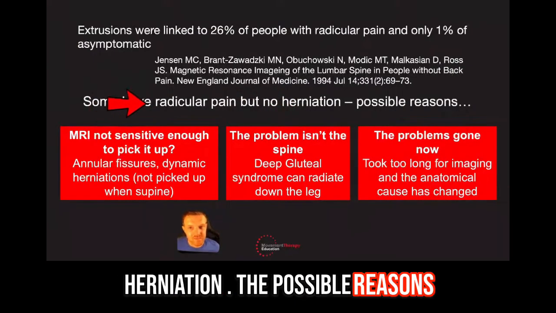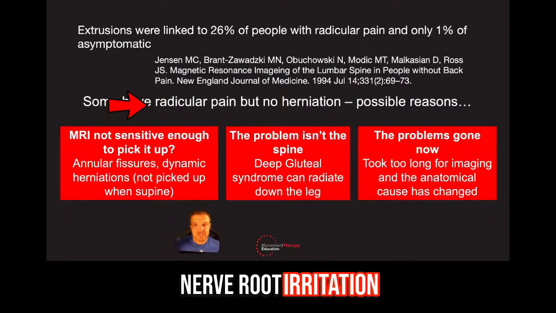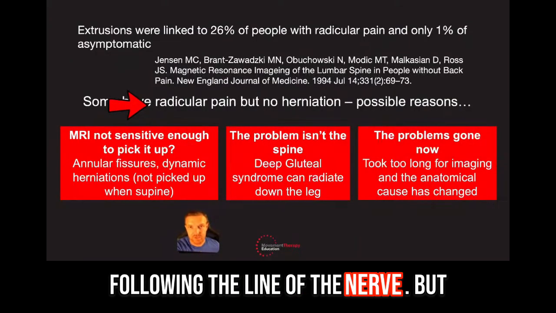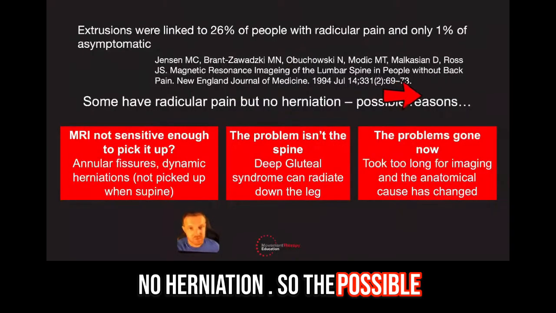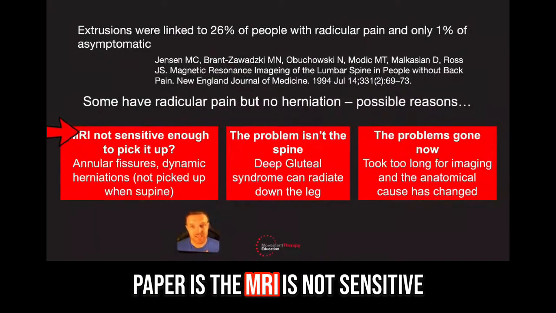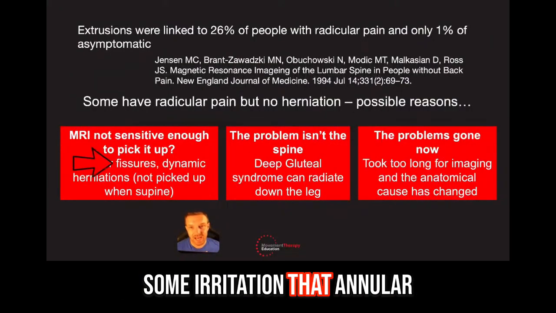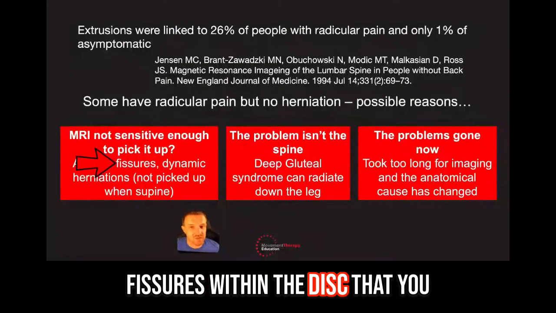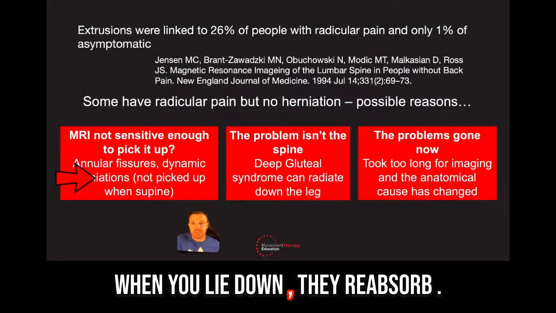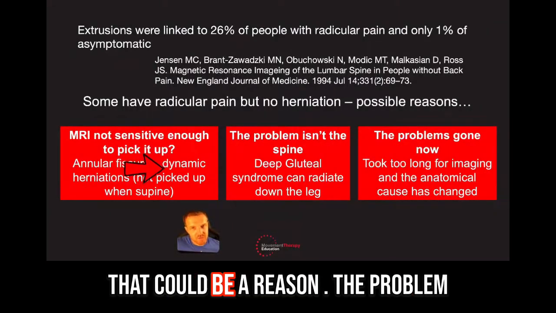The possible reasons for that, remember, radicular pain was nerve root irritation causing symptoms down the leg following the line of the nerve, but no herniation. So the possible reasons that are surmised from this paper is the MRI is not sensitive enough to pick it up. There may be some irritations at annular fissures within the disc that you just can't see. Dynamic herniation: when you lie down, they reabsorb. When you stand up, they come back. That could be a reason.